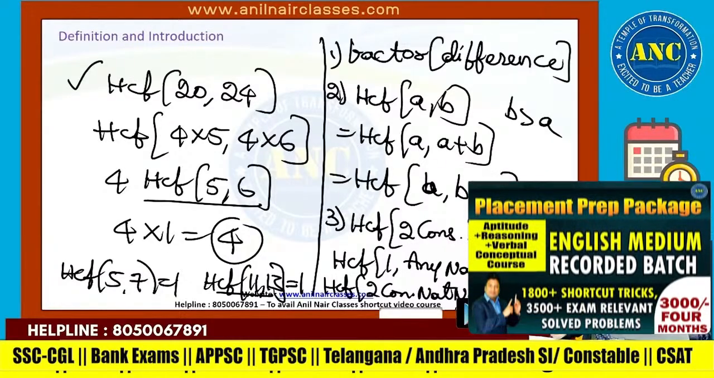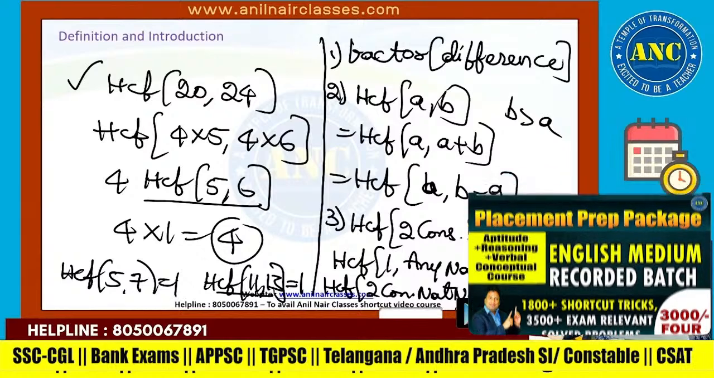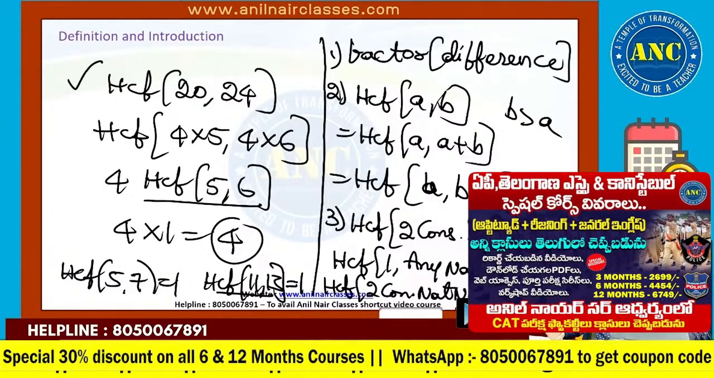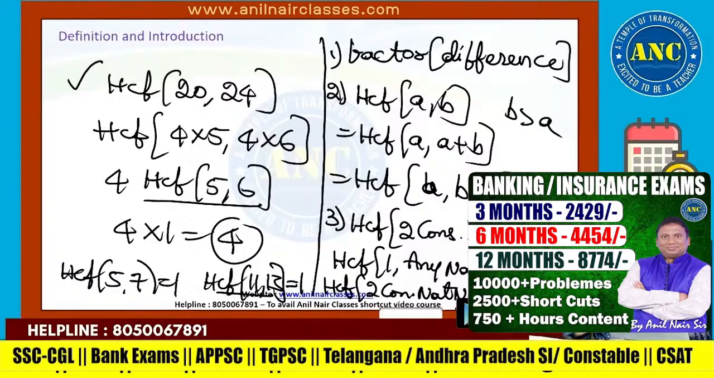Suresh, the answer for your question is 1. 11 comma 15. Take the difference: 4. 4 factors are 1 and 4. 4 will not divide 11. 4 will not divide 15.